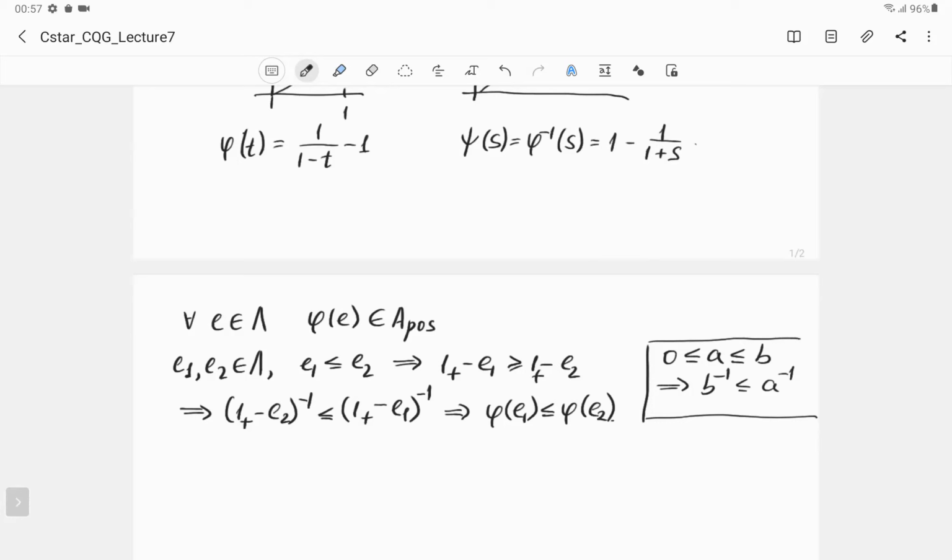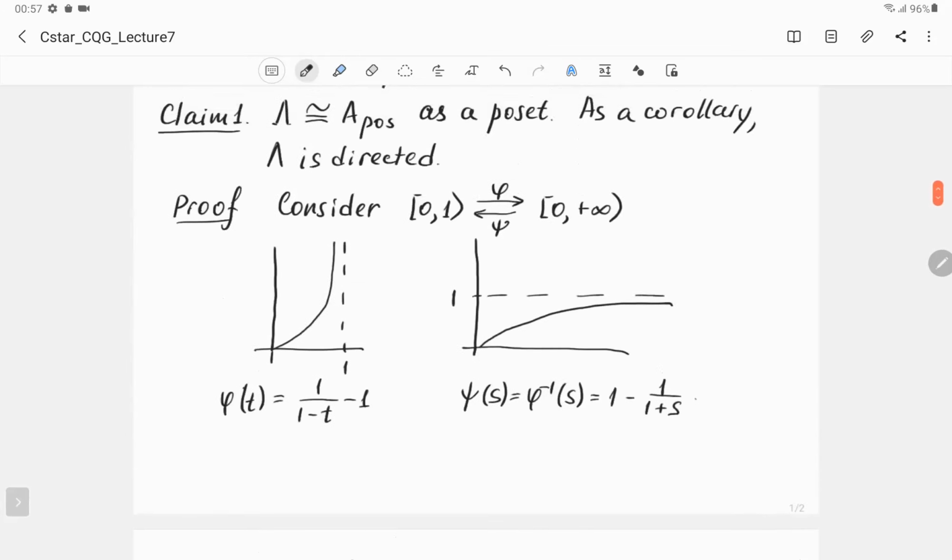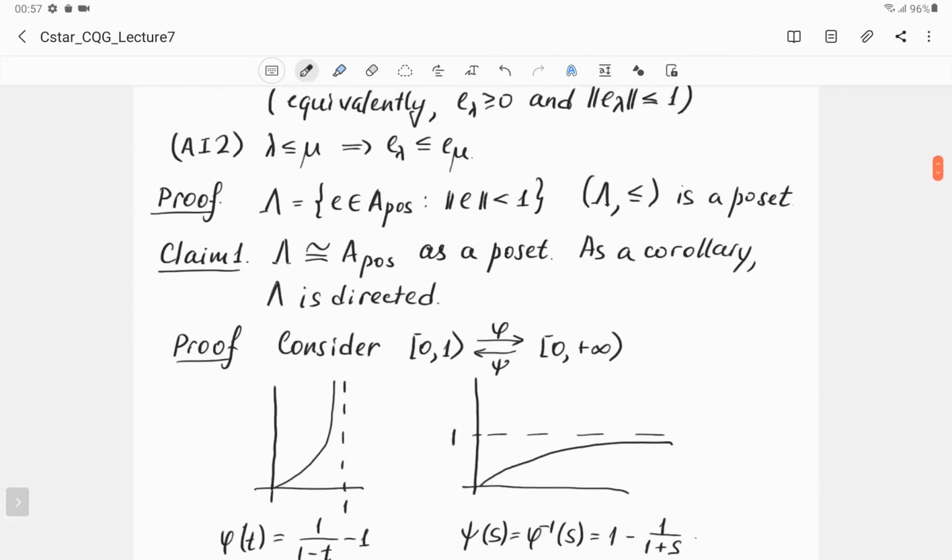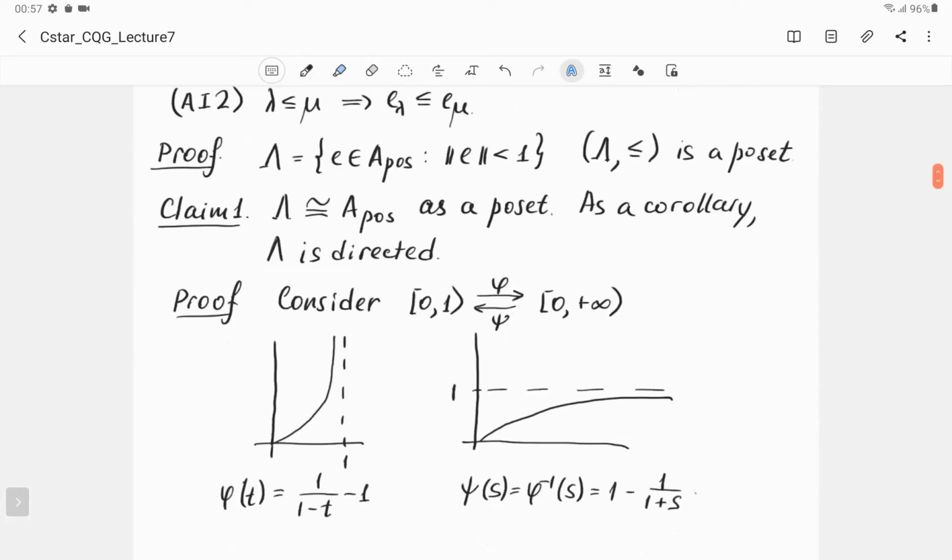Okay, now let's apply psi. First of all, we observe that for each positive element A, the element psi of A indeed sits in lambda. That is, the norm of psi of A is, so what is lambda? Lambda is the set of those positive elements whose norm is less than or equal to 1. And the norm of psi of A is indeed less than or equal to 1 by the spectral mapping property.